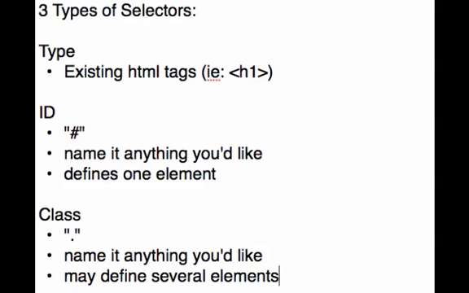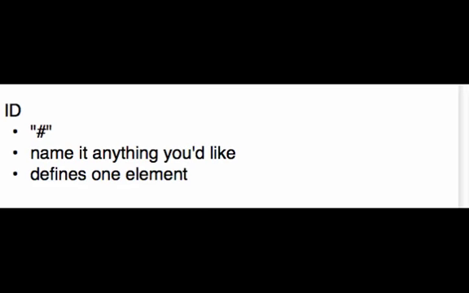Now there are three types of selectors: type, ID, and class. A type selector is an existing HTML tag such as body or heading 1. We've been working with type selectors such as heading 1's color. However, ID and class selectors allow the user to define their own selectors. We can name them anything that makes sense to us. ID selectors specify a style for a single unique element. They are defined with a pound sign.